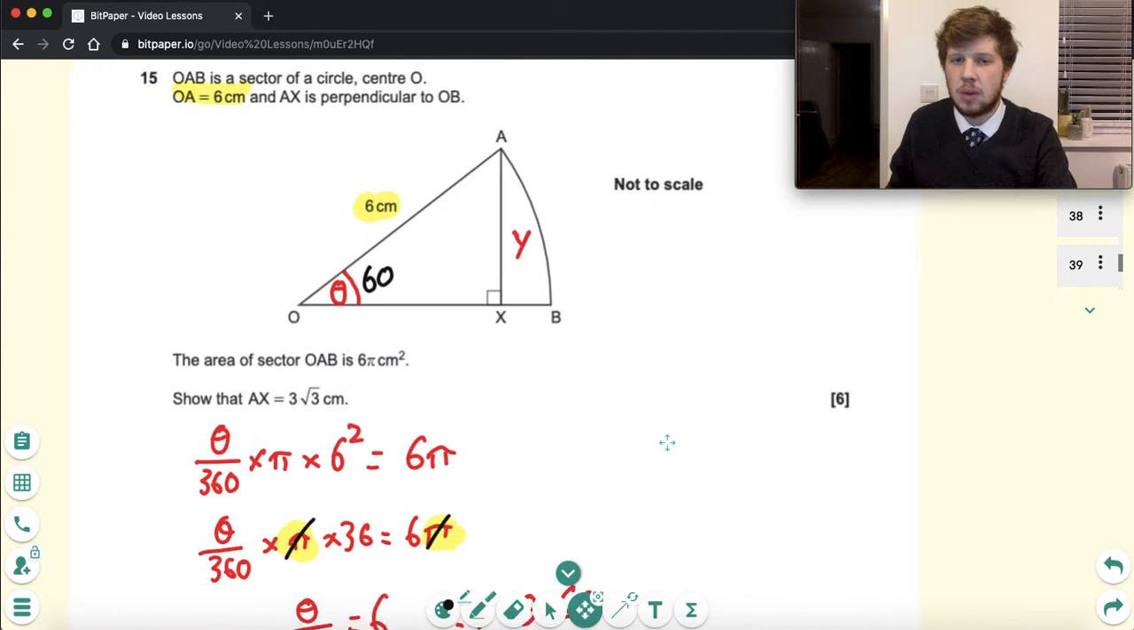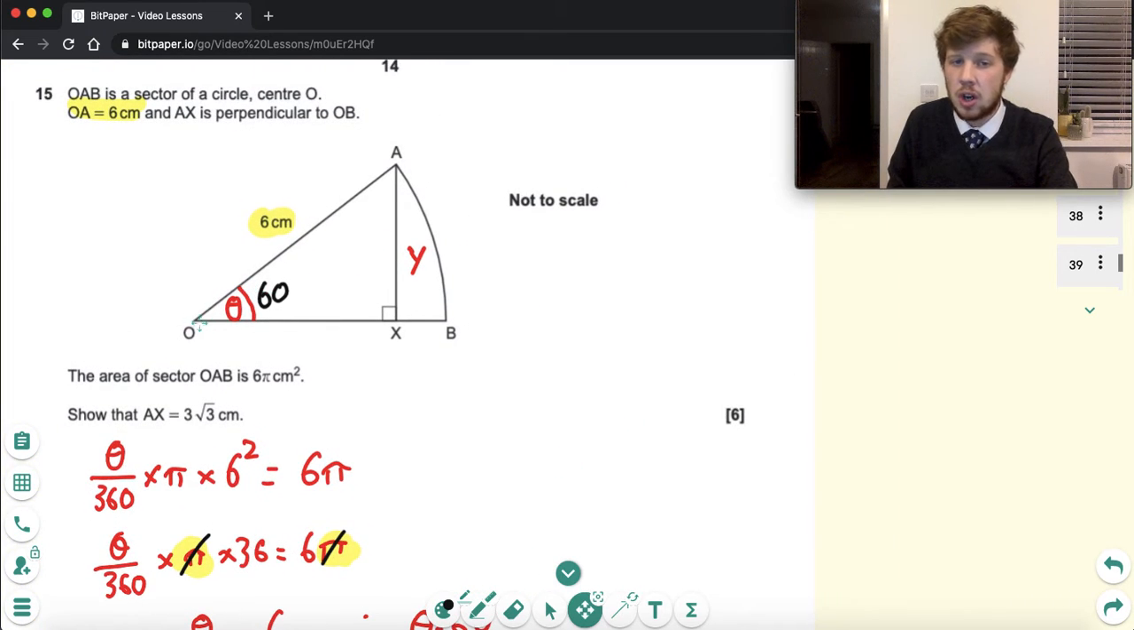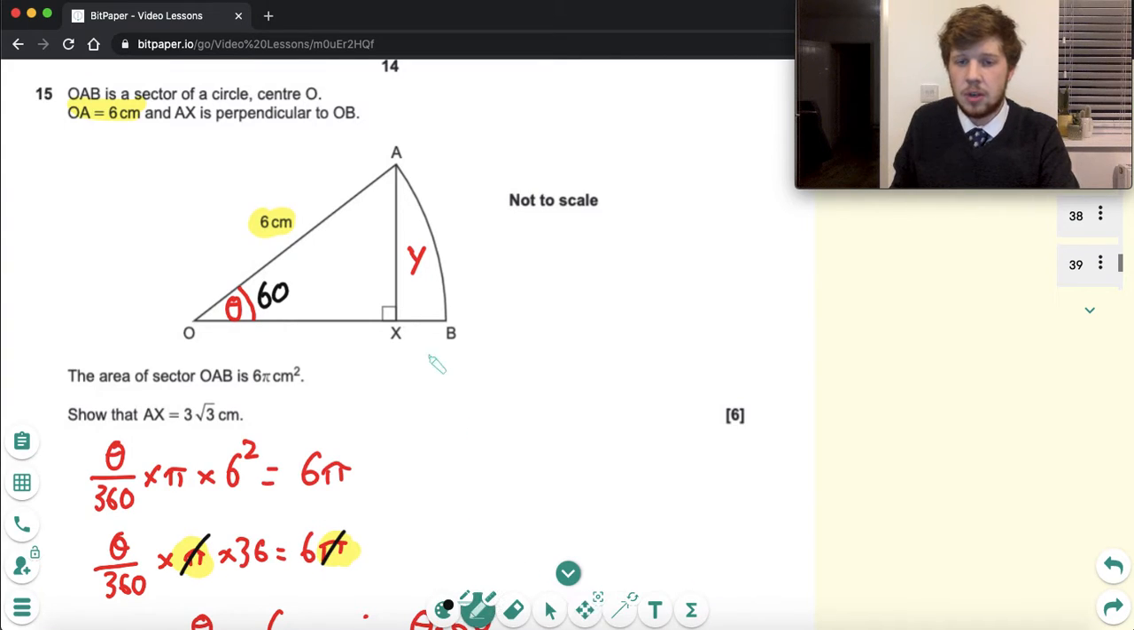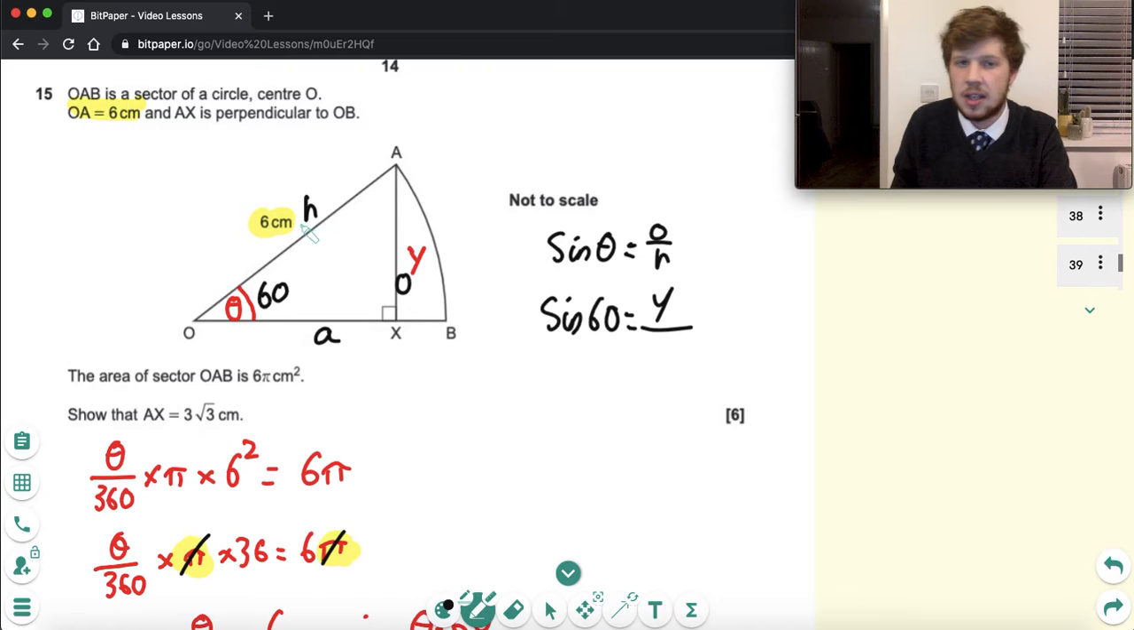And then if we look at what we actually have now, we've got a right angled triangle. If I label it clearly for you, we have an opposite, we have a hypotenuse and an adjacent, but we also have this angle now of 60 degrees. So I'm going to think about what trigonometric ratio links the opposite and hypotenuse, and that would be the sine. So I know sine theta is opposite over hypotenuse. So my sine of 60 is going to be equal to my y value, which I want to find, over 6.